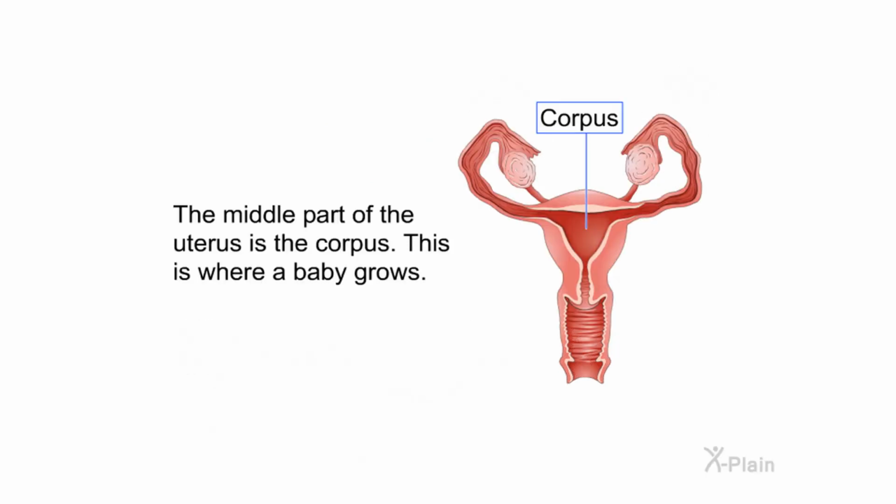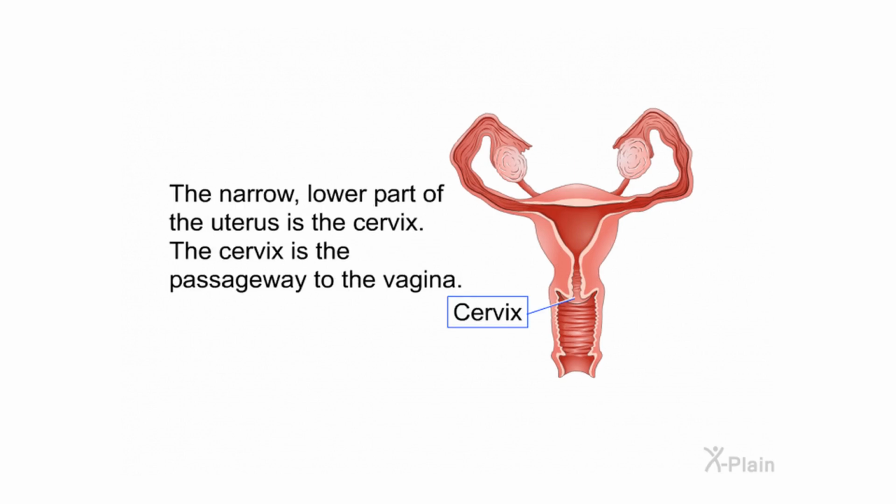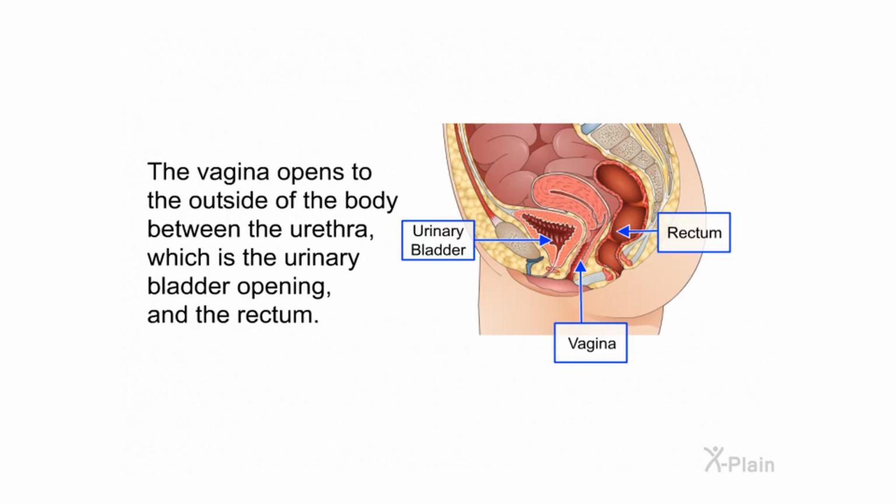The middle part of the uterus is the corpus. This is where a baby grows. The narrow lower part of the uterus is the cervix. The cervix is the passageway to the vagina. The vagina opens to the outside of the body between the urethra, which is the urinary bladder opening, and the rectum.